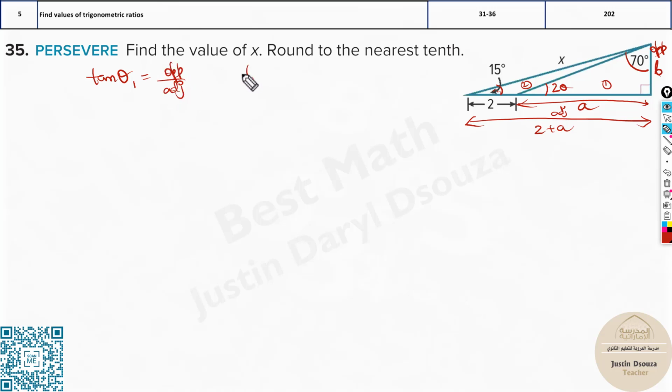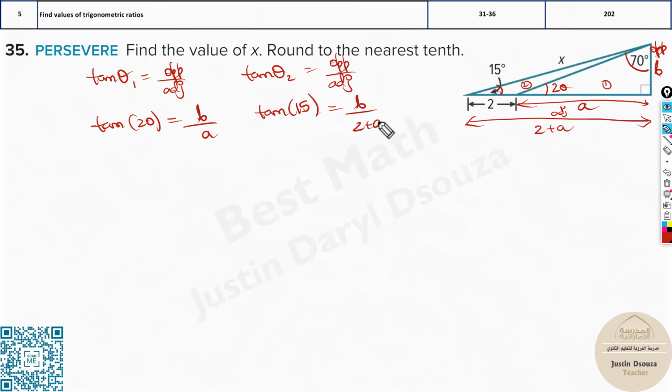And the same thing goes for the second triangle as well. Tan theta 2 is equal to opposite by adjacent as well, but the dimensions are different. The B value remains the same. Now we will see it. What is the first degree? Tan theta 1, it's 20 degrees. I'll write 20. This will be equal to, what is the opposite side? It's B divided by adjacent, over here it is A. And over here we have tan 15. See, this is 15, right? Opposite is B and adjacent is 2 plus A.